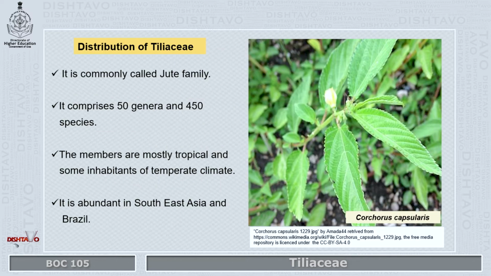the Tiliaceae family. So starting with the distribution of the Tiliaceae family, it is commonly called the jute family. It comprises 50 genera and 450 species. The members are mostly tropical and some inhabit the temperate climate. It is abundant in Southeast Asia and Brazil. So the picture on the right side you can see is of Corchorus capsularis.